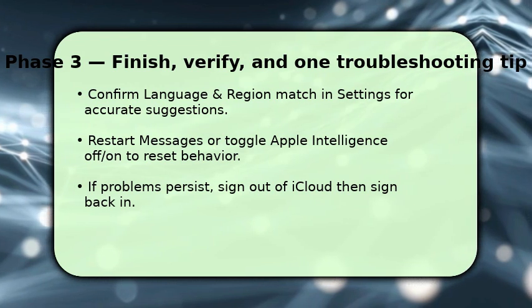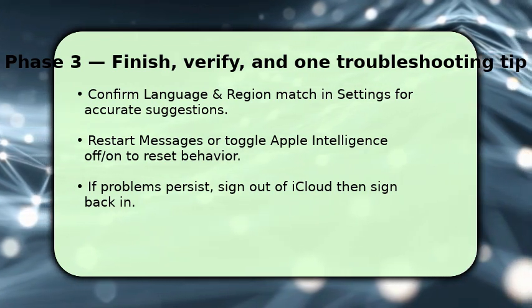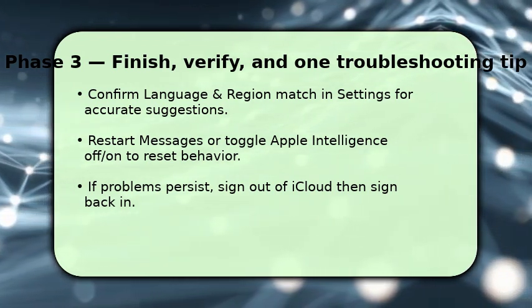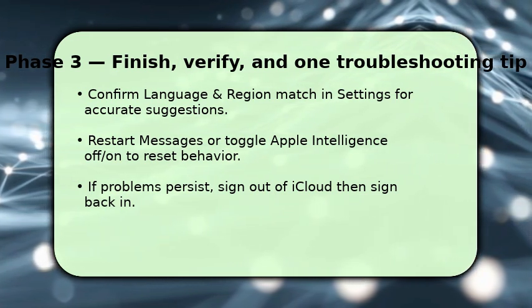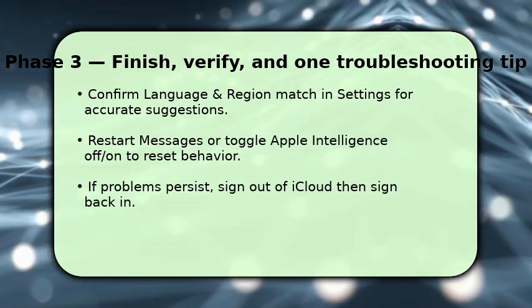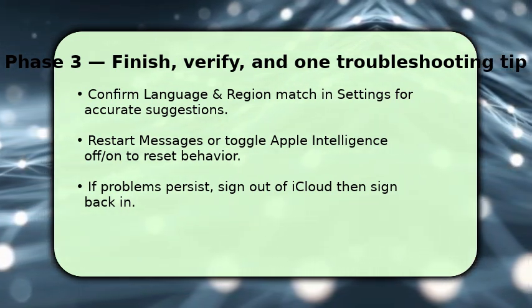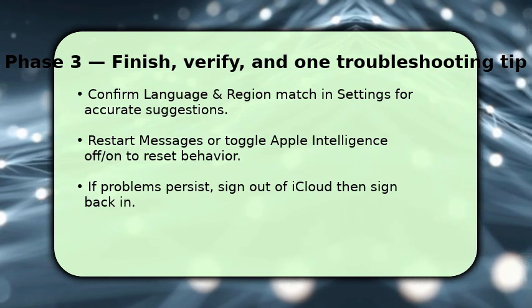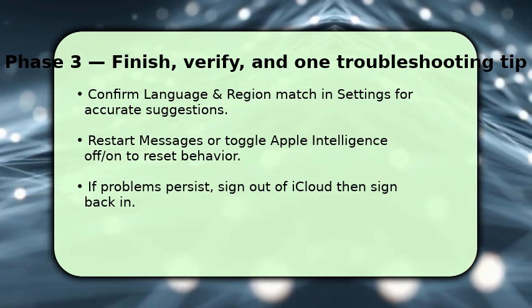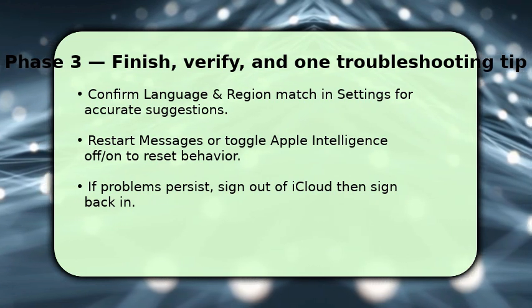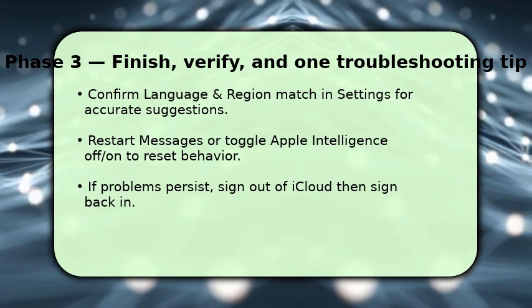If suggestions stop or feel off, restart Messages or toggle Apple Intelligence off and on to force a reindex. Once done, sign out of iCloud and sign back in only if issues persist. This refreshes synced data. If nothing helps, clear and retrain by using Learn from this conversation sparingly to remove bad patterns.